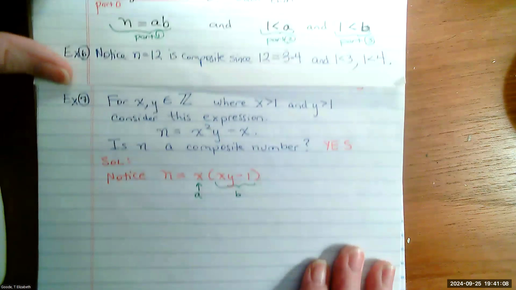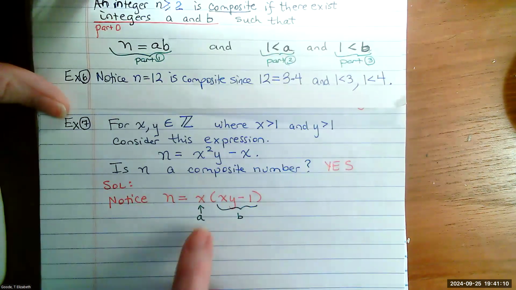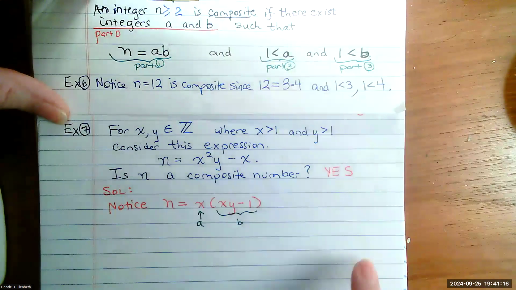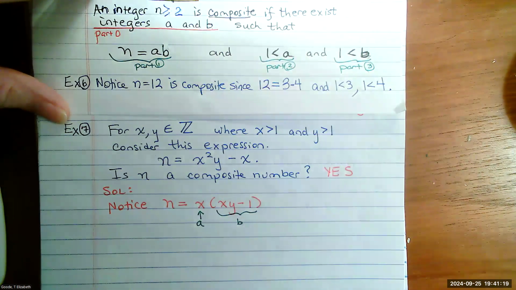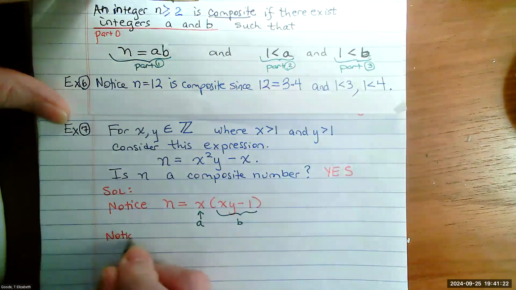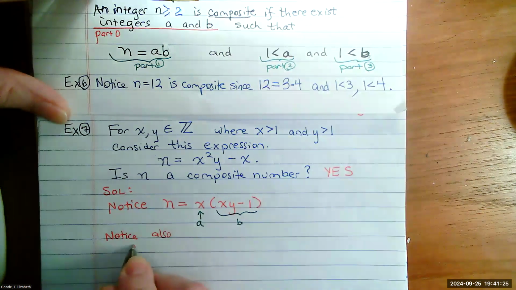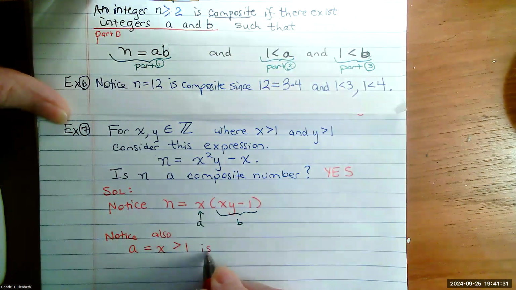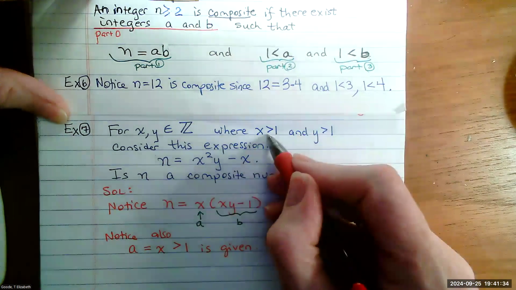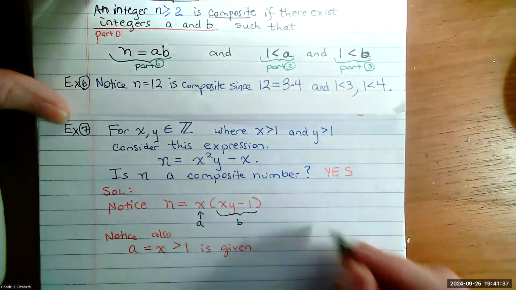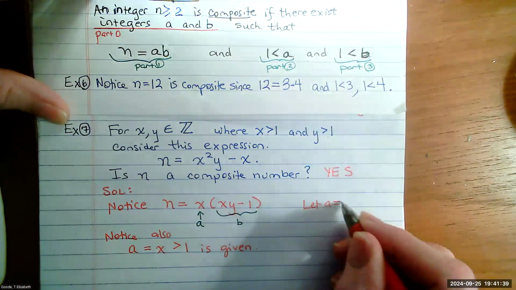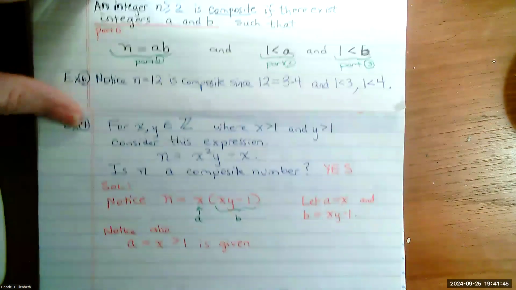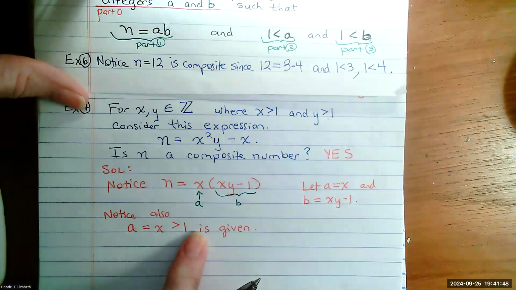All right. Now, so we've got it factored. We're going to have to discuss why A and B are both integers, and we're going to have to discuss why they're both larger than 1. Let's start with the inequality part. Well, notice also A, which is equal to X, is greater than 1 is given. We were told X and Y are both greater than 1. So I could say let A equal X and B equal XY minus 1. We should probably write that. So X is bigger than 1.